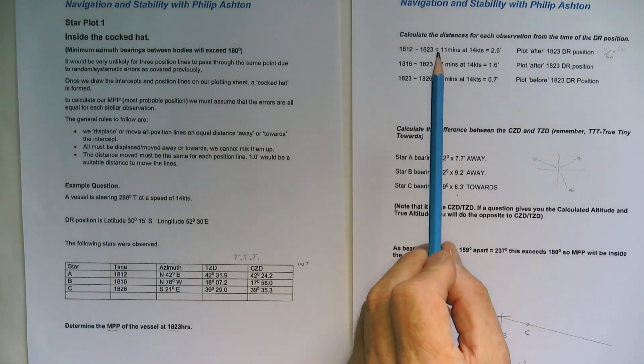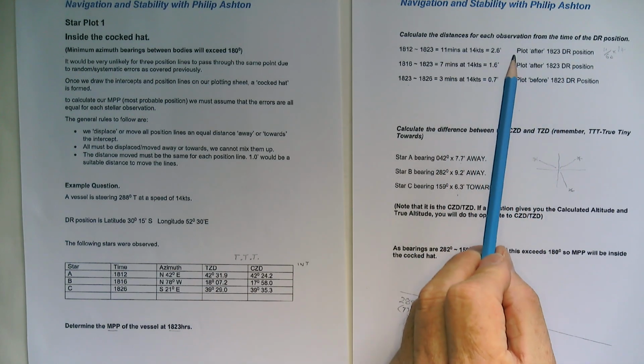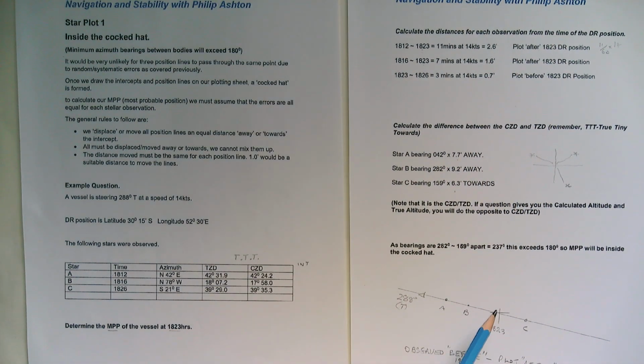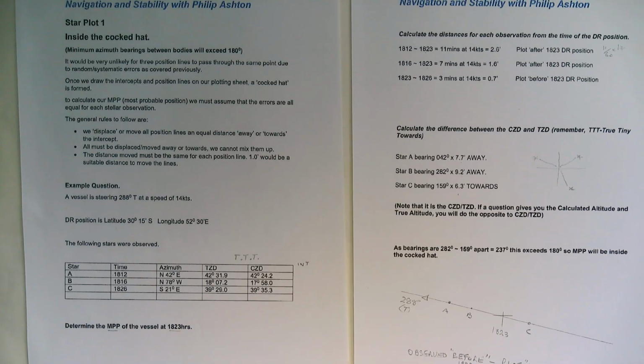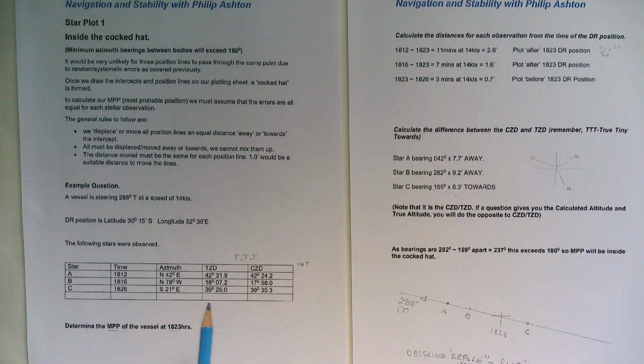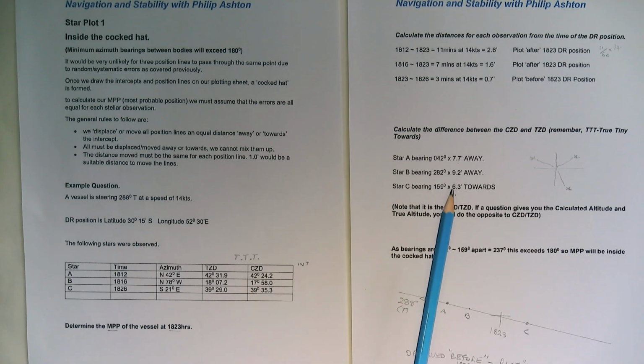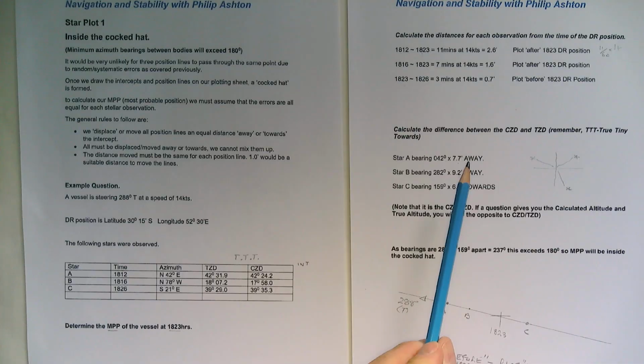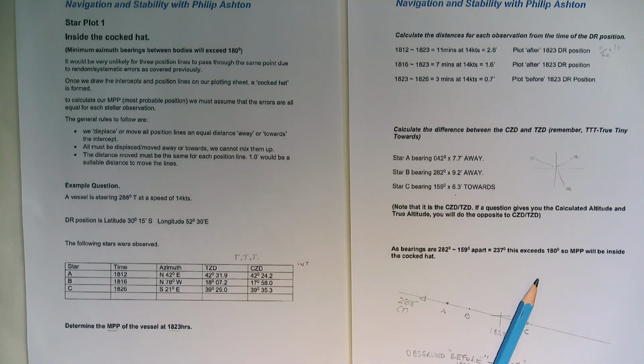So we have to work out the distance the ship will have run in that time and move the star to the relevant position on the course line that we draw for our plot. And remember, if it's zenith distances with true towards as opposed to altitudes, which would be the opposite, of course. So we end up with our bearing and intercept.